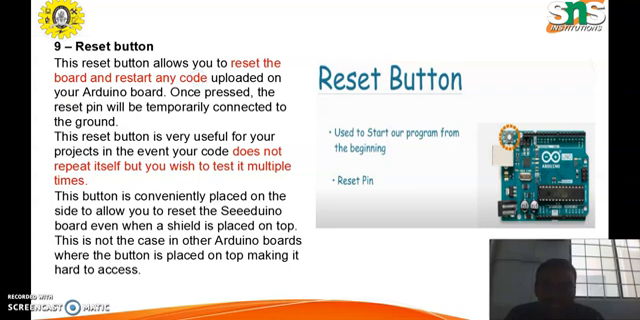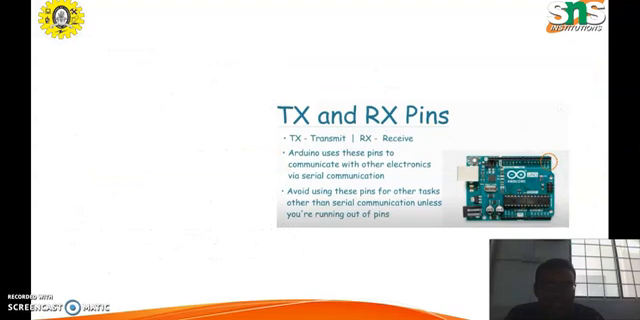The button is conveniently placed on the side to allow you to reset the board even when a shield is placed on top. This is not the case in other Arduino boards where the button is placed on top, making it hard to access. Next component is transmitter and receiver pins.